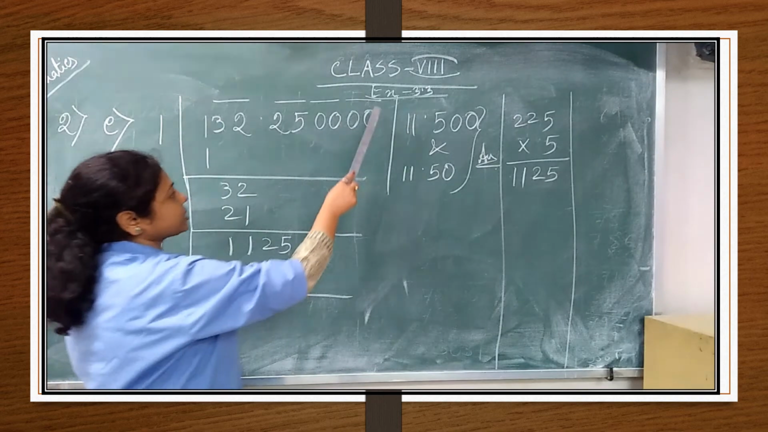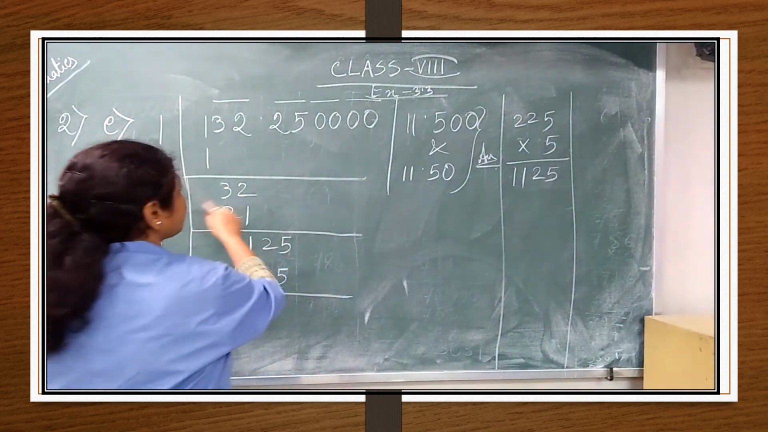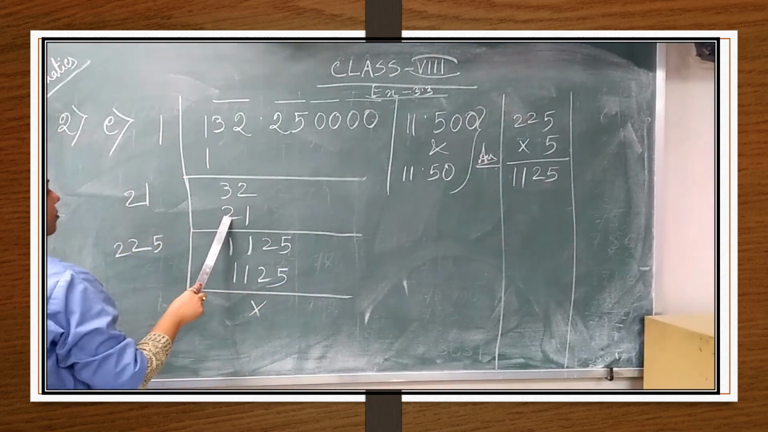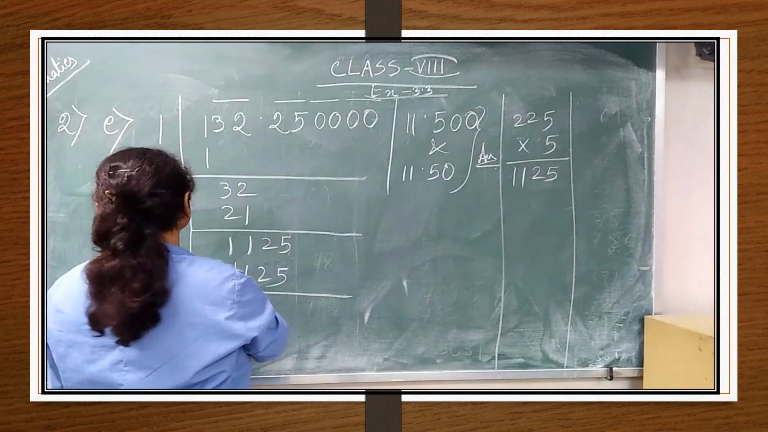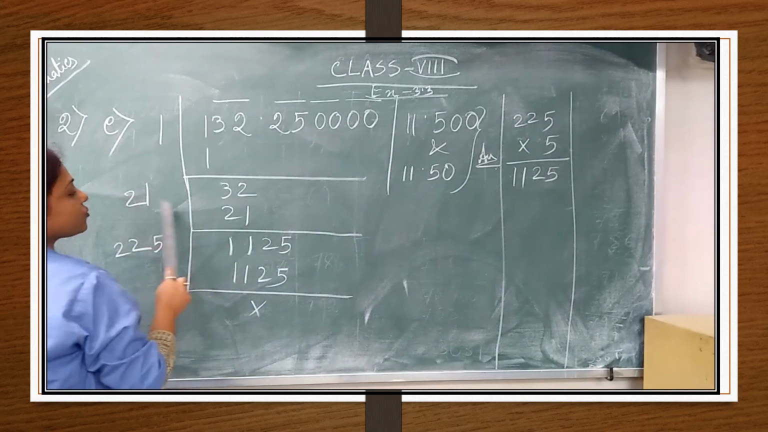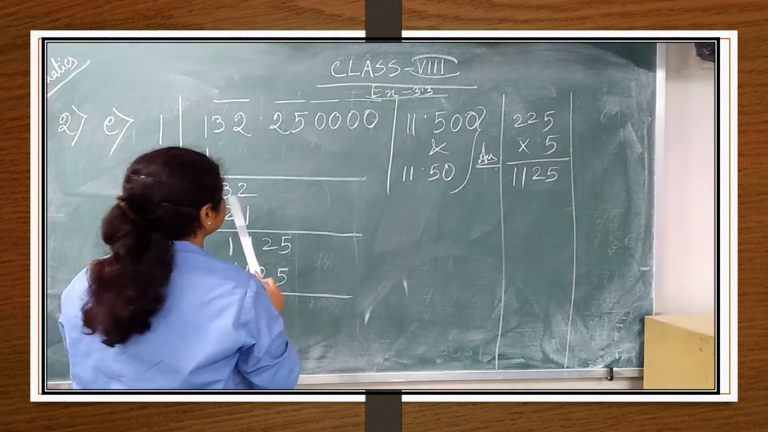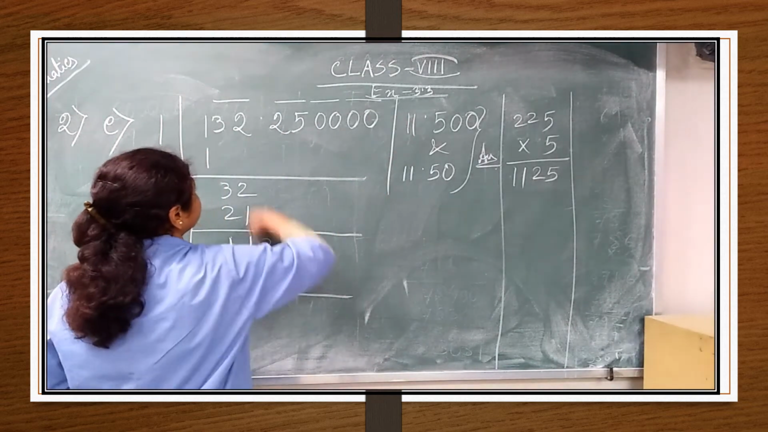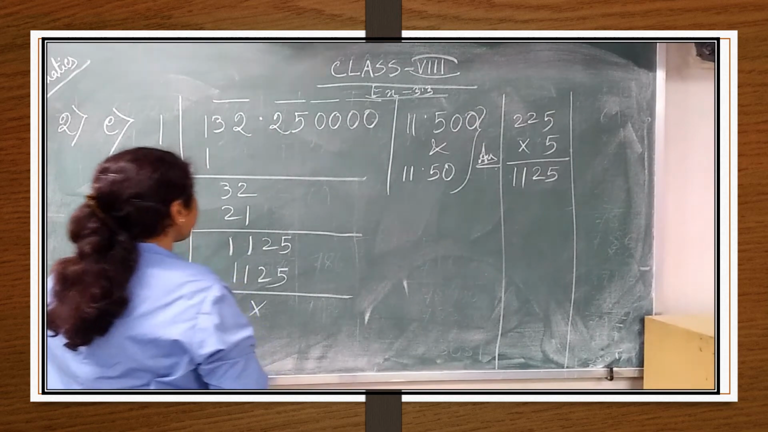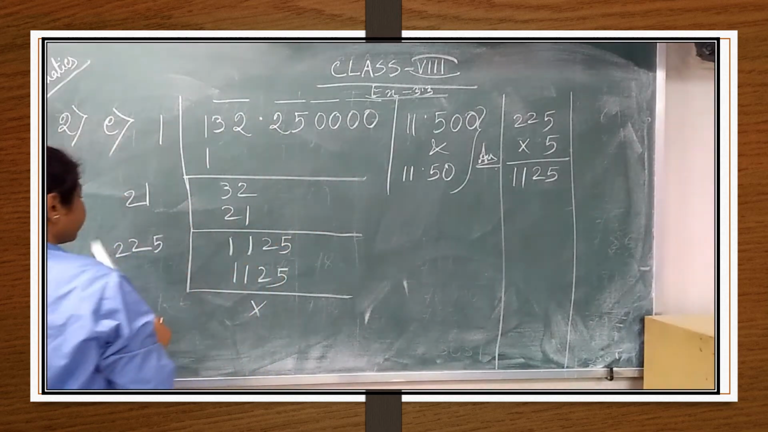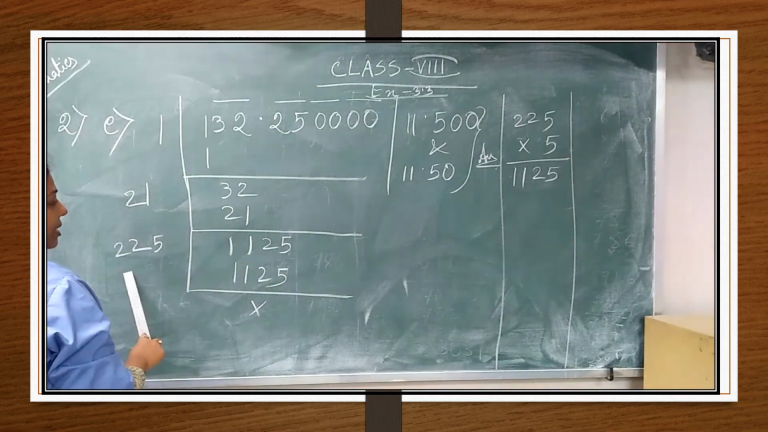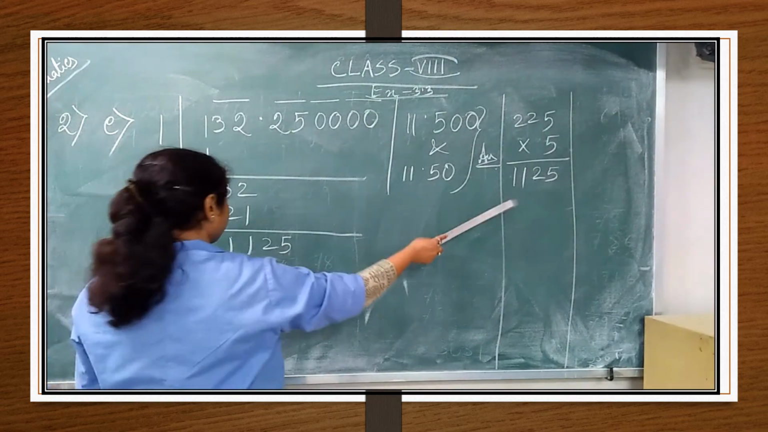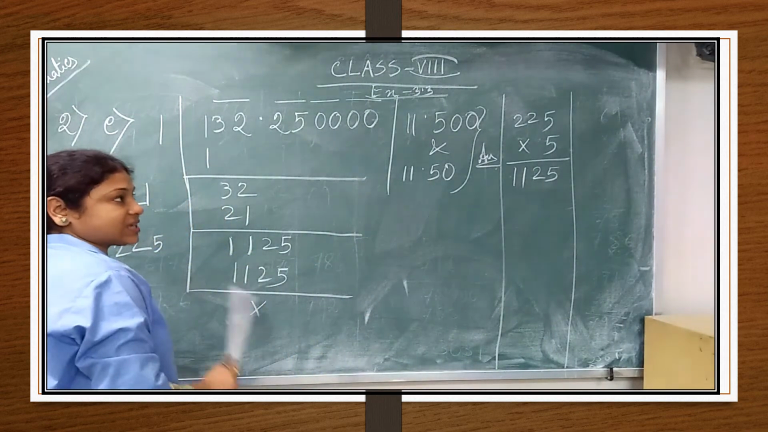0000 I have written. So pairing I have done. Now 1 one is 1. 32 will come down. 1 into 2, 2. 21 into 1, 21. And here will be 1. Then the next point is there. So here also you have to give the decimal. After that, 11 into 2, 22. 2, 2, 5 into 5. It's coming 1125. So 1125, that's it.